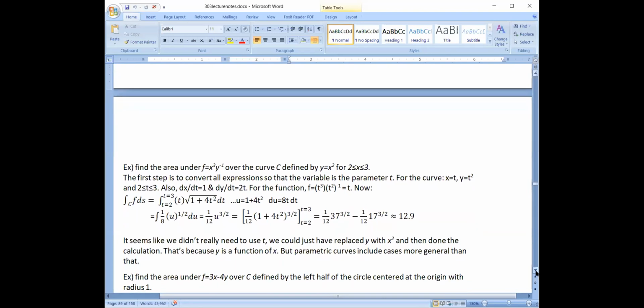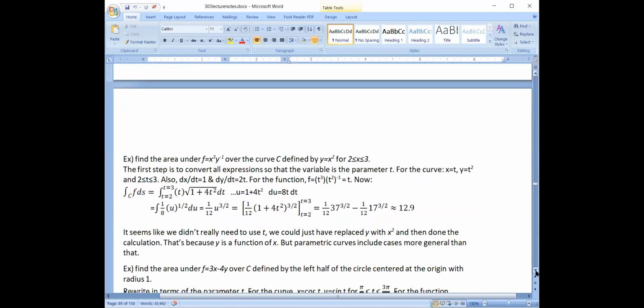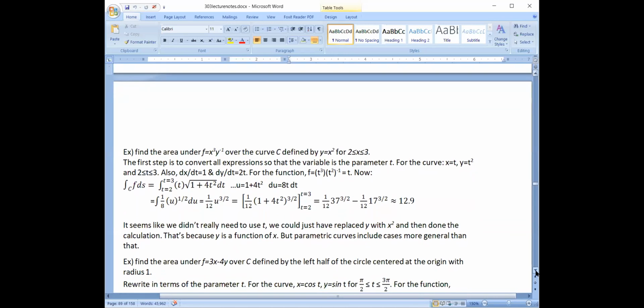Let's find the area under this function, f equals 3x minus 4y, over C defined by the left half of a circle centered at the origin with radius 1. So we have to go through all the same steps, but now we definitely have to do it. It's a circle, radius 1, centered at the origin. We know the parametric formula for that curve.